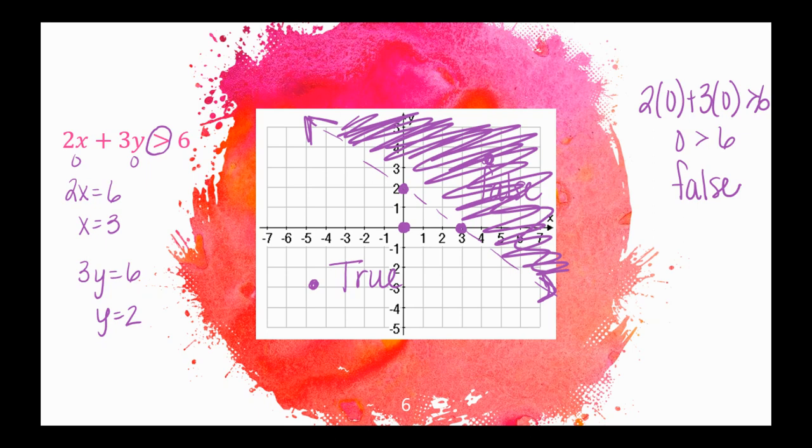So we graphed the line, we decided if it was solid or dashed, we picked a point, 0, 0, to test, we plugged it in, saw if it's true or false, and then we shade. Let's try another one.